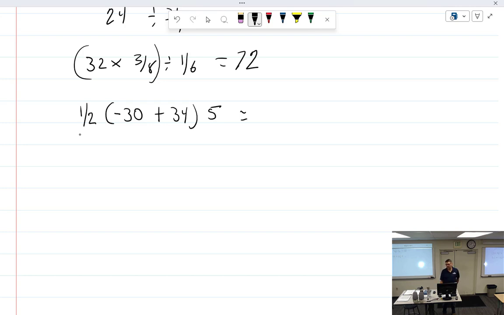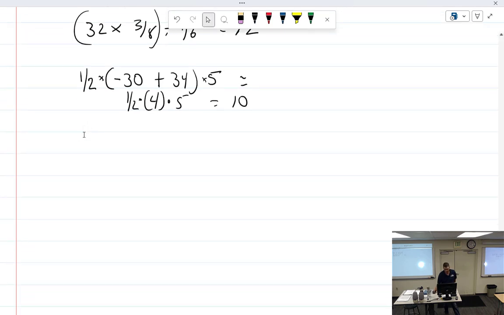Okay, so this one, if you're not familiar, we're going to start in the same spot inside the parentheses. So -30 plus 34 is going to equal 4. Okay, so we have 4, 1/2, and 5. That just means times when it's next to each other. So it's 1/2 times 4 times 5. That equals 10. Not bad.